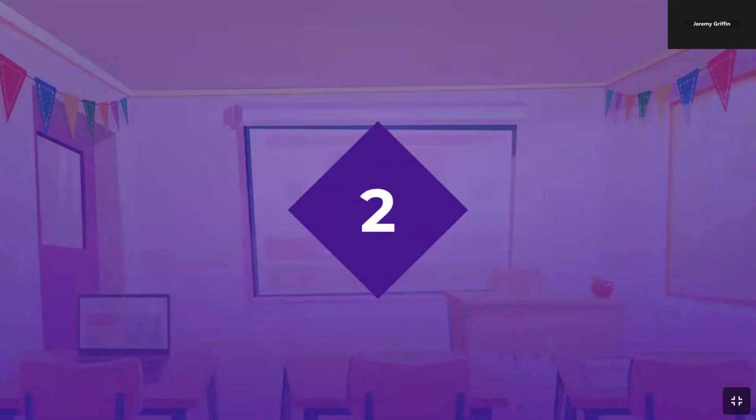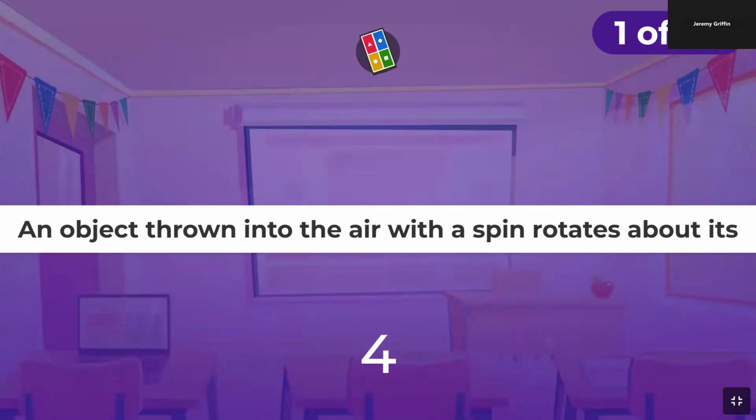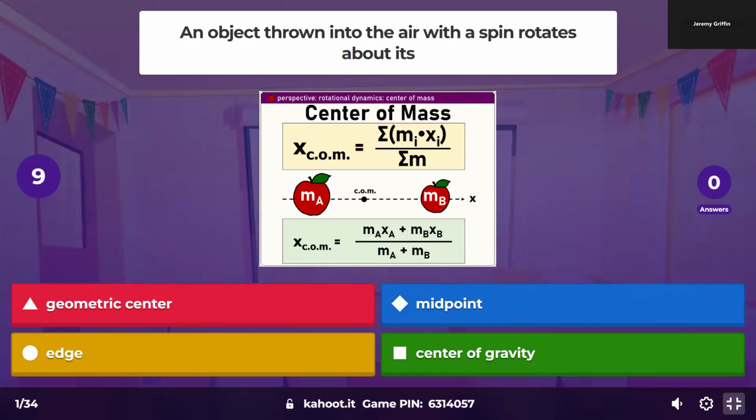All the questions should be in order, straight from that page I just gave you guys. First question: an object thrown in the air with a spin rotates about what point?